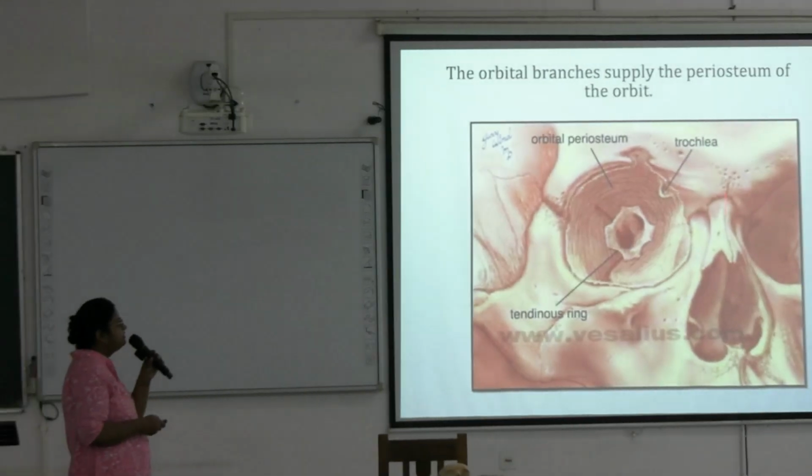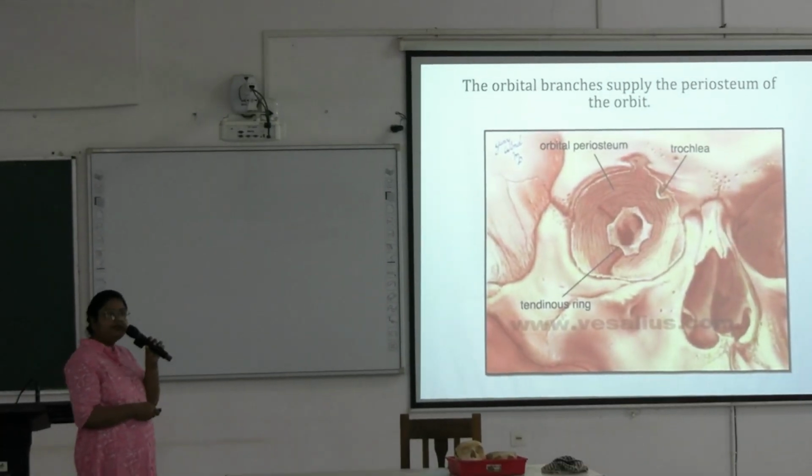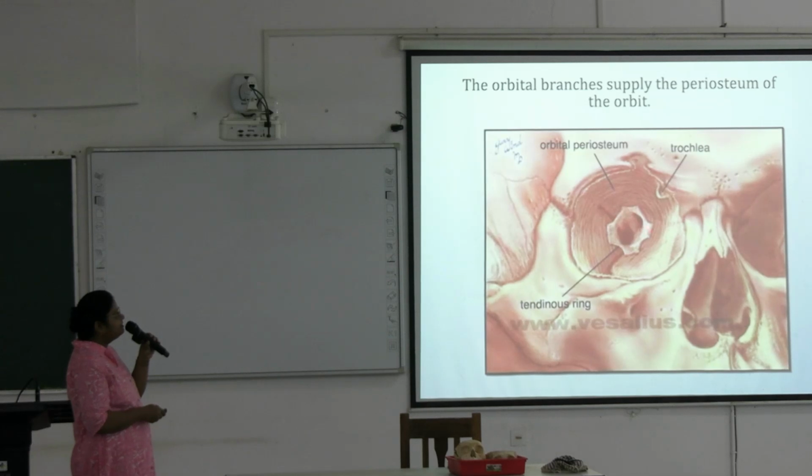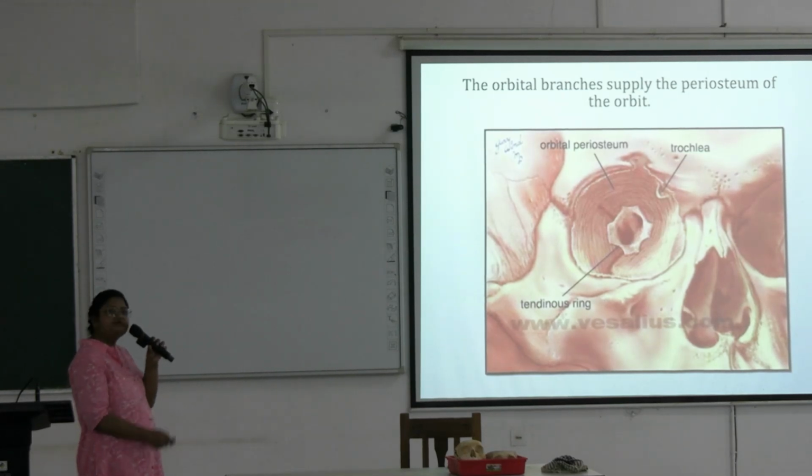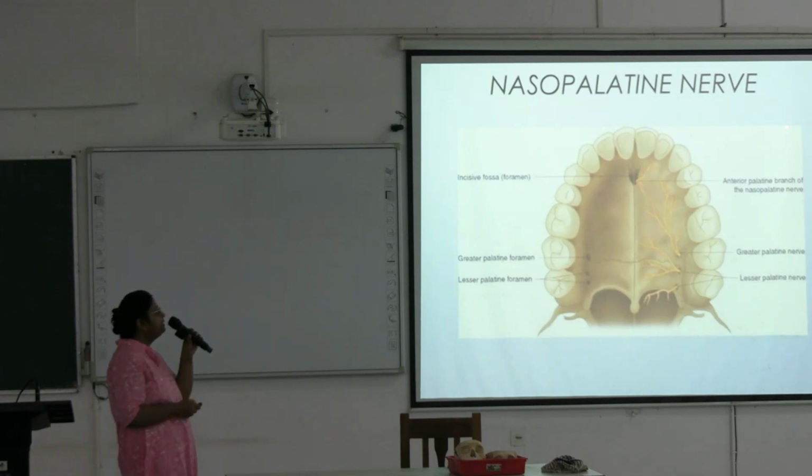Next, this is a view from the orbit. This is the tendinous ring. From here, four rectus muscles are arising, and this is the orbital periosteum. This part is the trochlea, and this is the supraorbital foramen. Next, we go to the nasopalatine nerve.